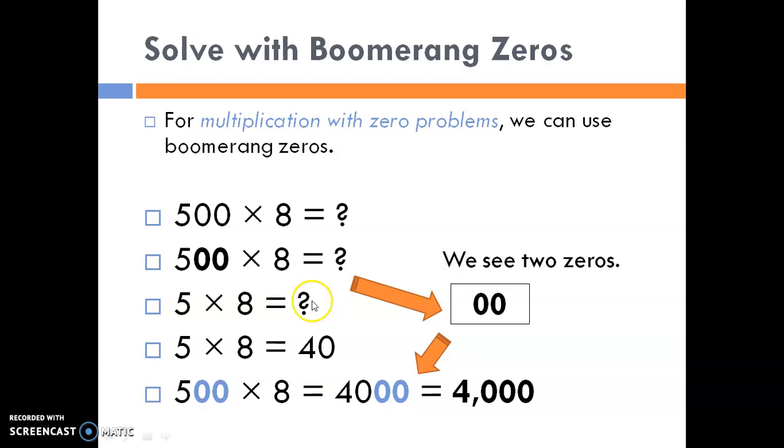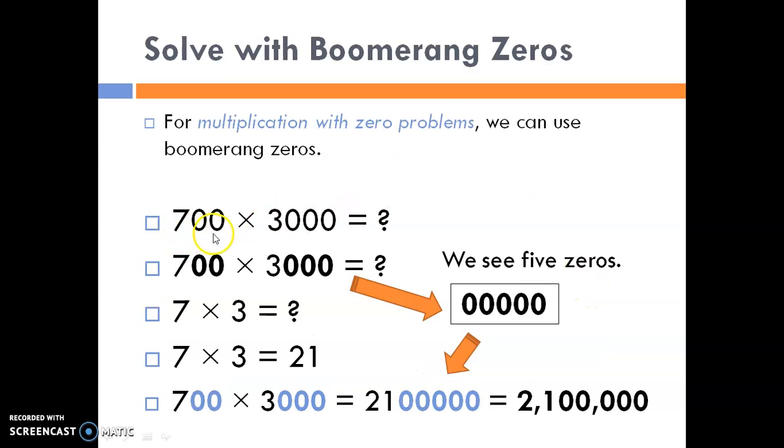Let's try another one. 500 times 8. How many zeros? 1, 2. Boomerang box. Now here there are no zeros, but that's okay. You do the total number of zeros at the end. 5 times 8 equals 40. We bring down our 40, and we boomerang back our 2 zeros. Be careful because the 40 is our answer from 5 times 8. So that 0 is different than the other 2 zeros. Altogether, in this case, we have 3 zeros at the end, or 4,000.